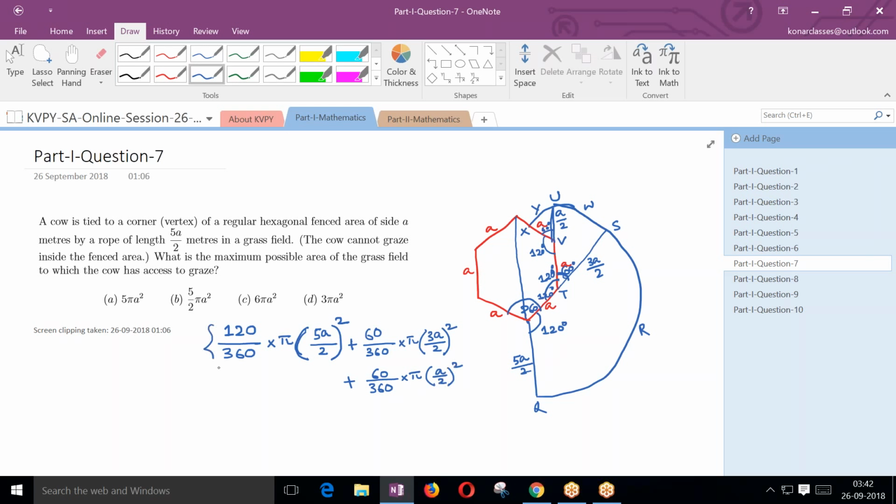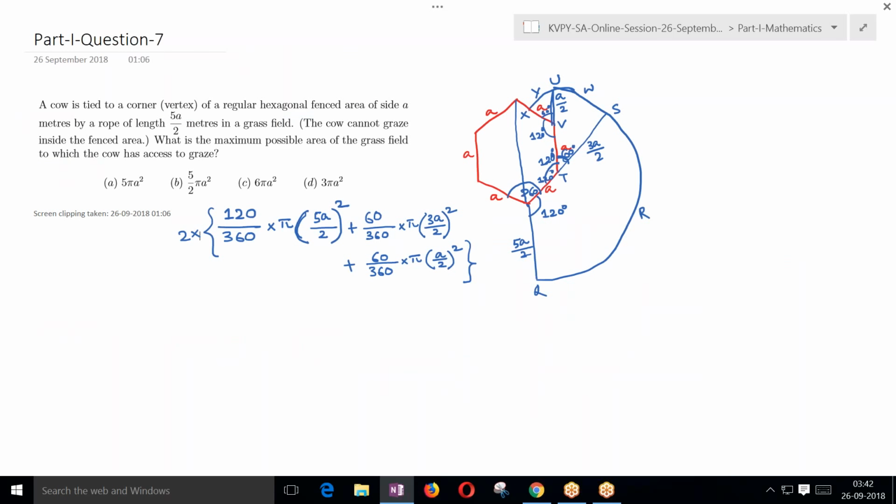So our entire area will be this, and it has to be multiplied by 2, because in the same way on the left hand side also the same area of the grass field will be accessible to the cow. So this is the required area. Now let's simplify this required area.